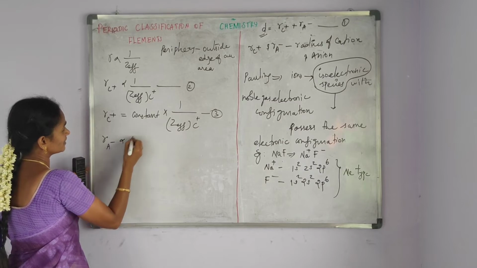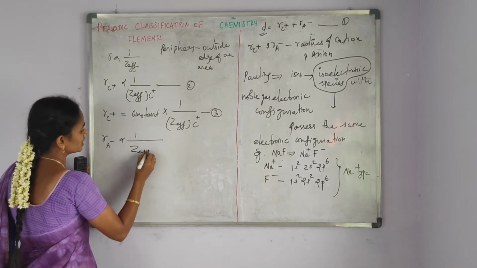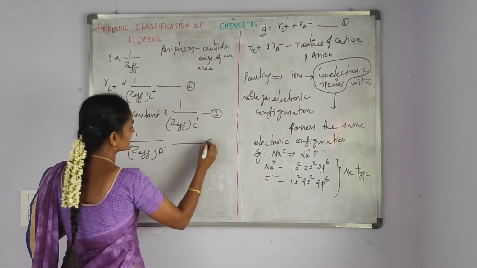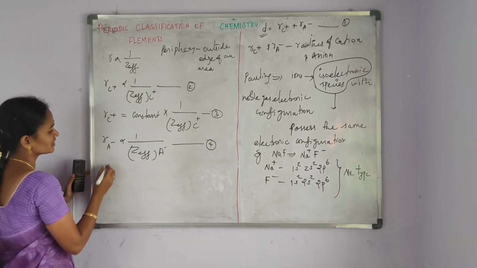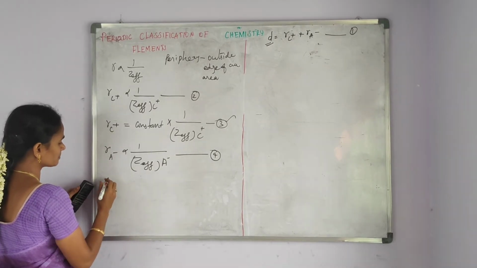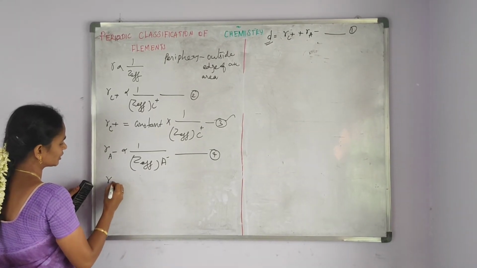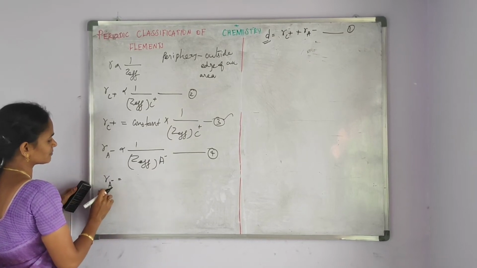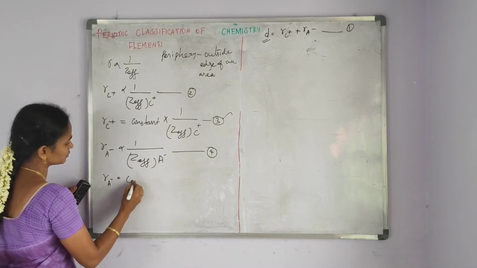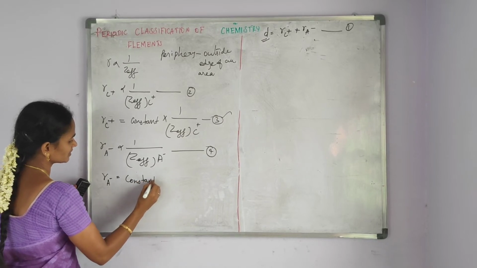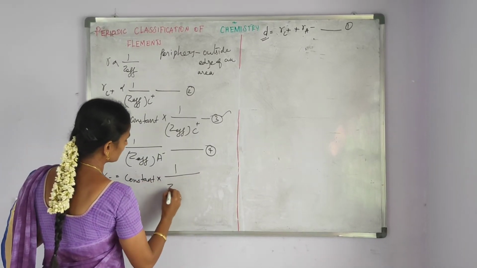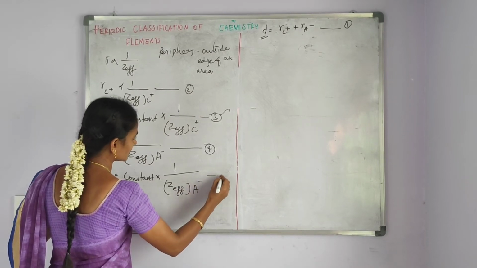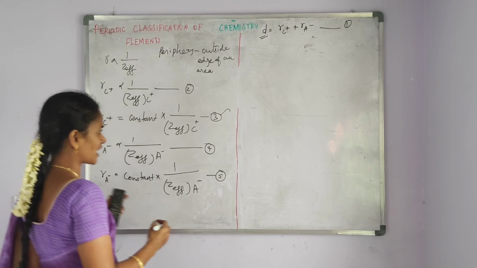Radius of anion is inversely proportional to the effective nuclear charge of the anion is equation number 4. After the removal of the proportionality symbol, equal to and constant was introduced. So equation 4 will become Ra minus is equal to constant into 1 divided by effective nuclear charge of the anion is equation number 5.